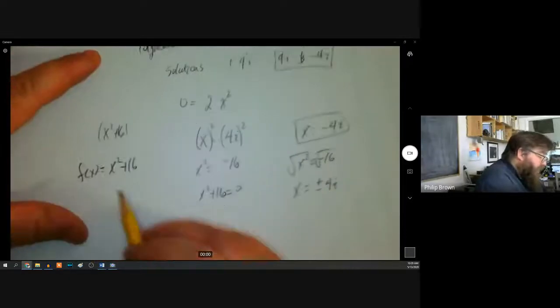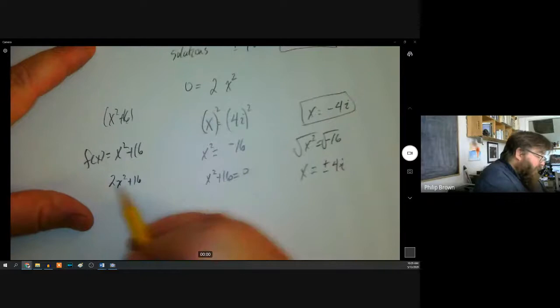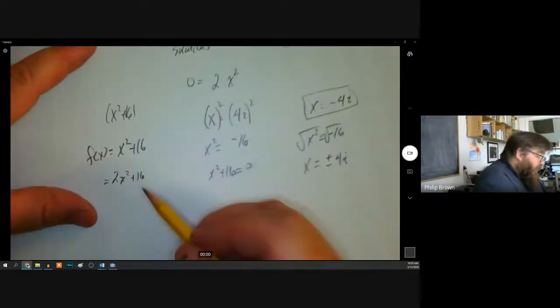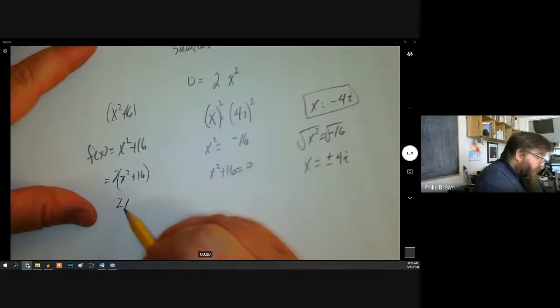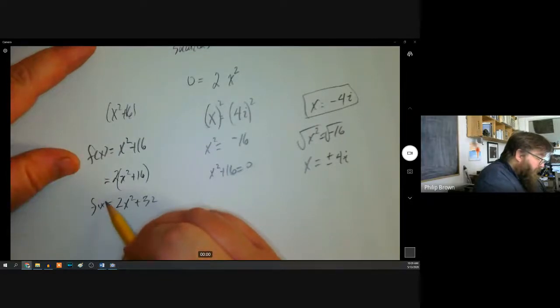If I make this just a 2, if I had 2x squared plus 16, and I solve that, I don't get 4, I get 2 root 2. So what I really need to do is make it 2x squared plus 32. And that would be my answer for this question we just made up.